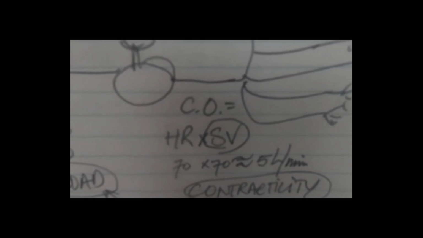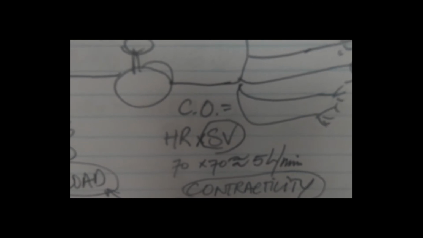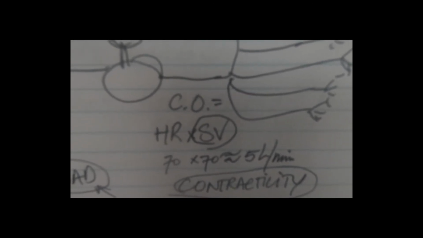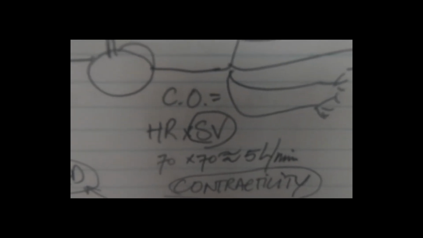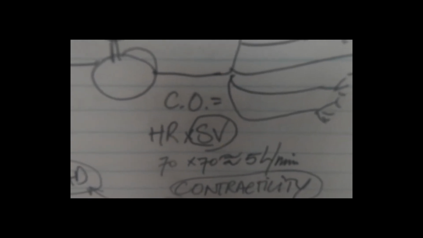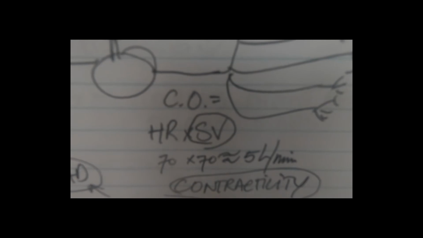So let's go back here to our pump, and there I have CO, that's cardiac output. And cardiac output is simply how much blood is pumped out by the left ventricle over a minute of time. So the equation is very simple. We have a heart rate, and we have what is called a stroke volume. So stroke volume is with each stroke of the heart, with each pumping action of the heart, how much blood is actually being pushed into the aorta.